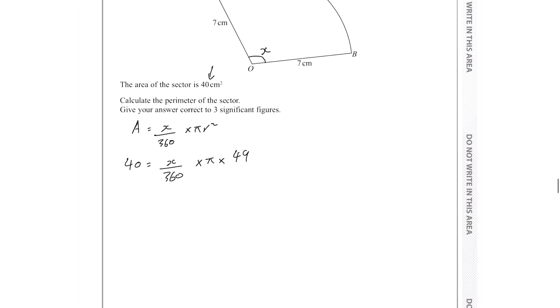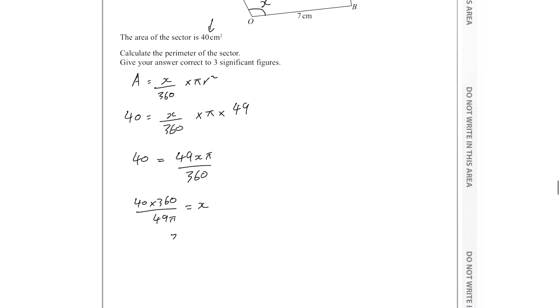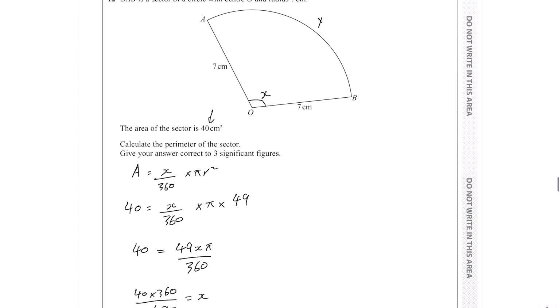Then I can collect some stuff together. So that's going to be 40 is equal to 49 x pi over 360. Then I can move the 360 over and rearrange this for x. That's going to be 40 times 360, divided by 49 pi, and that gives me x. So that means the angle, if you type that into your calculator, is 93.5441292 degrees. Cool. So now that we have the angle, we can find the length of the arc.